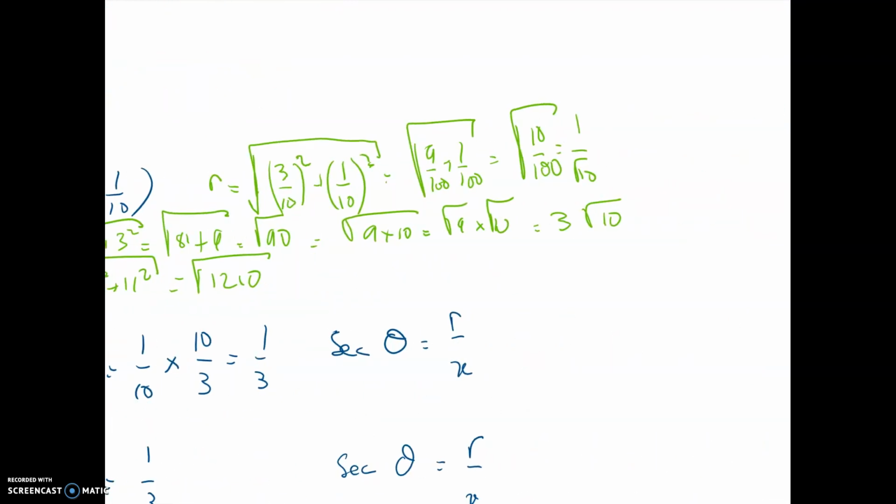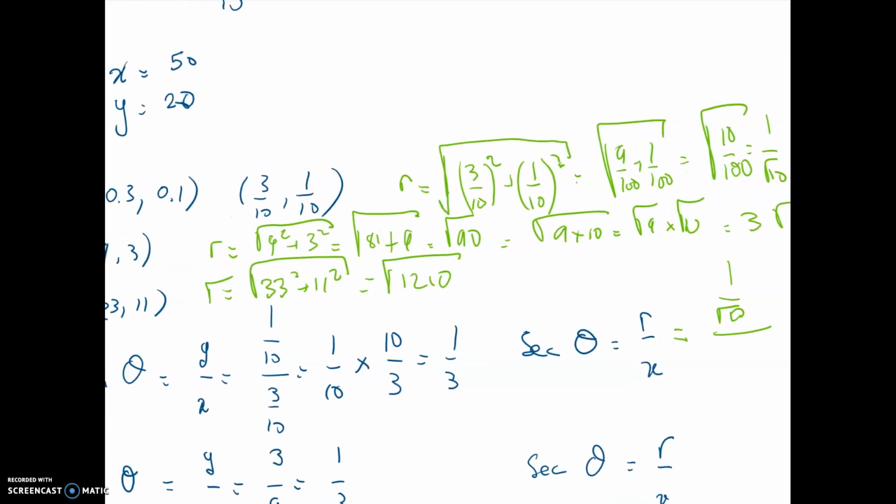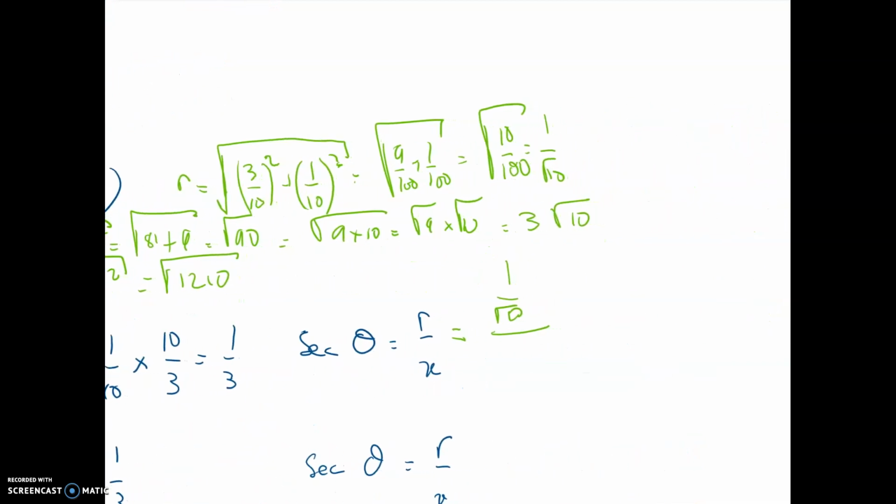So when I calculate the secant of that angle, it's going to be 1 over square root of 10 divided by x. And x is 3 over 10. So that gives me 1 over square root of 10 multiplied by 10 over 3. And so the answer is going to be basically 10 over 3 times square root of 10.